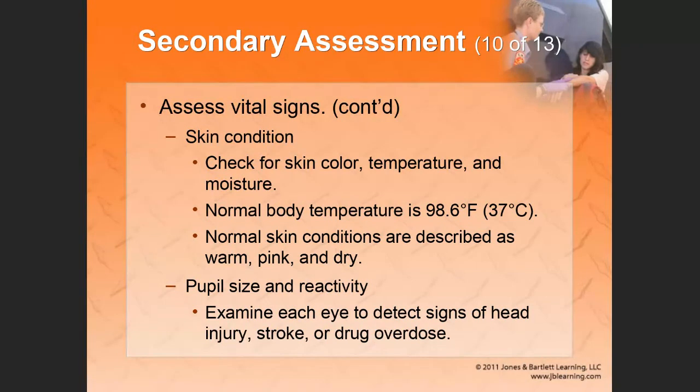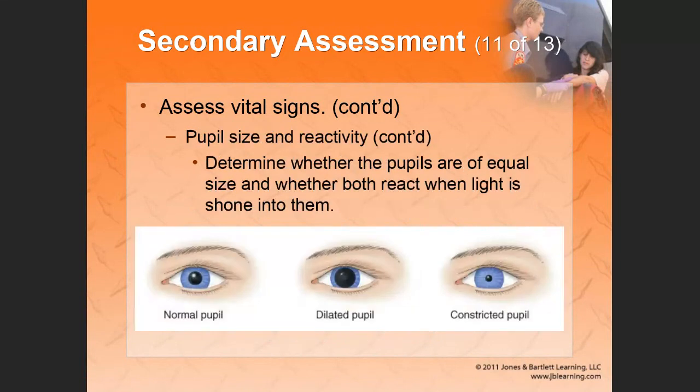And we can check the pupil size and reactivity with a pen light. So we examine each to detect the signs of head injury, stroke, or drug overdose. So we can check the pupils, right? And on the right would be a normal pupil. When we shine a light into the pupil, it is to constrict, right? So once light hits the pupil, it constricts. If we shine a light in the pupil and it looks like the middle one, which is dilated, right? So it looks dilated and one looks normal. This is a sign of possibly stroke or head injury.